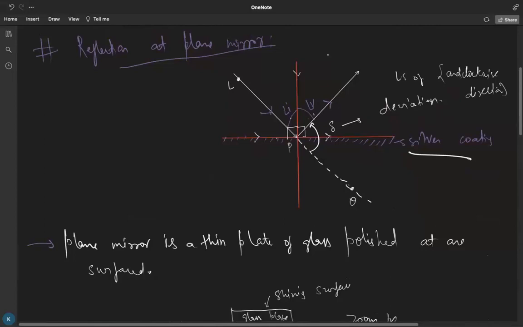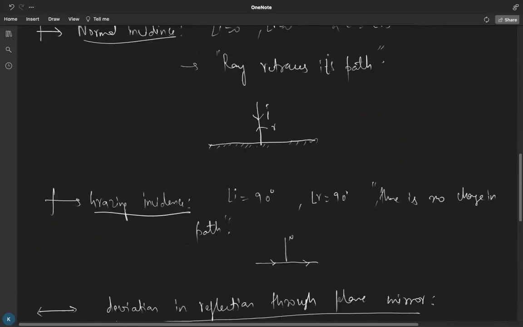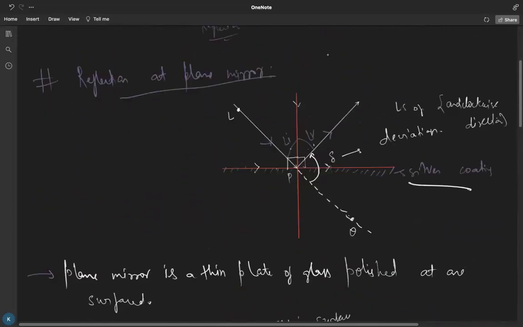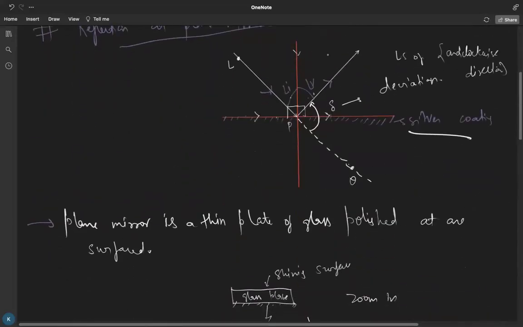Now this is the thing that we are talking about, the plane mirror. So what is a plane mirror? It is a thin piece of glass in which one surface is coated, which is a silver coating, and the other surface is shining. So we are considering here the laws of reflection, and we are applying the laws of reflection here.